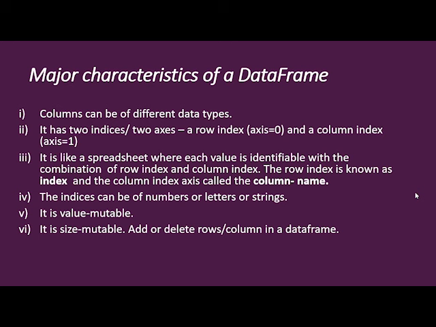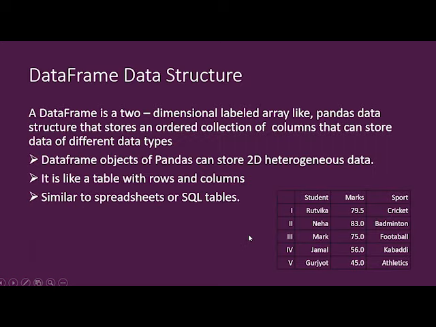The row index is known as index and the column index is called column name. Okay, usually when we say index, we mean row index and the column index is called column. The indices can be numbers or letters or strings. It is value mutable. Data frame is value mutable. It is size mutable. Size mutable means we can add or delete rows or columns in a data frame.